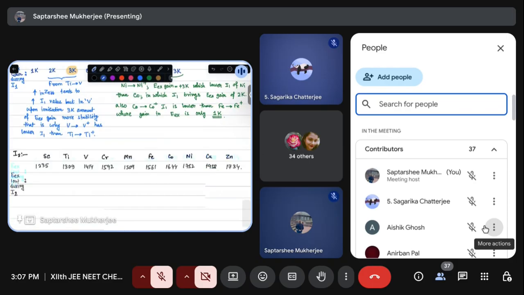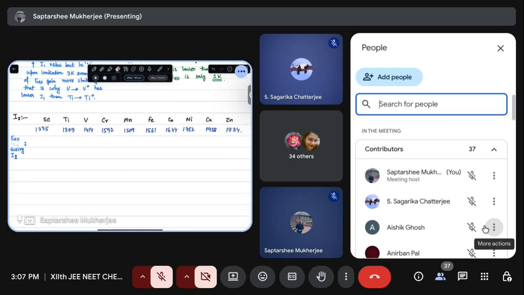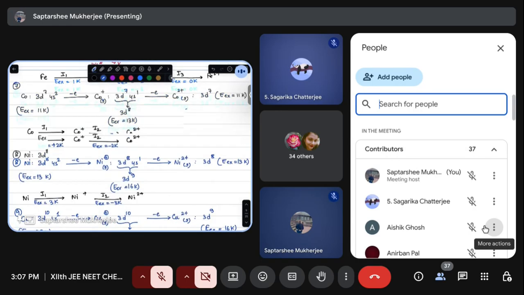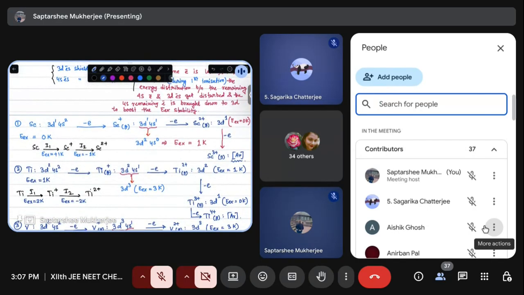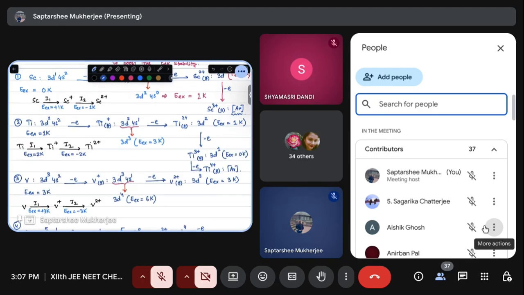Exchange energy gain during second ionization energy. Tell me for scandium how much was it, everyone? For scandium, how much? Minus 1. For titanium? Minus 2. Everyone please have a look. When we will be noting it down, you just guide me there. Otherwise I have to shuffle again and again.